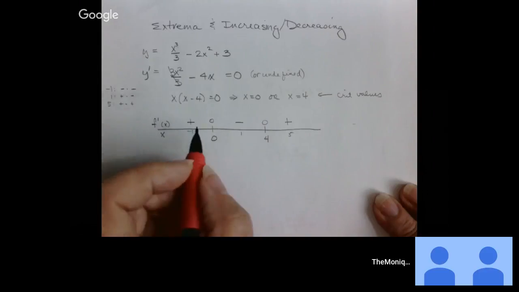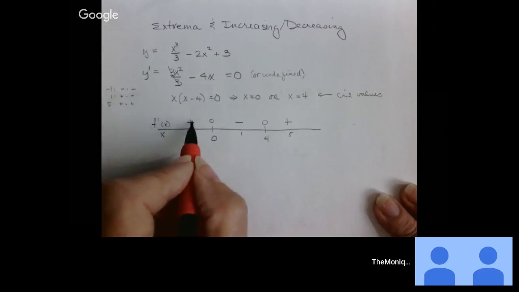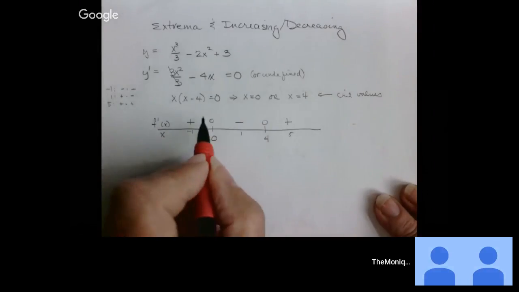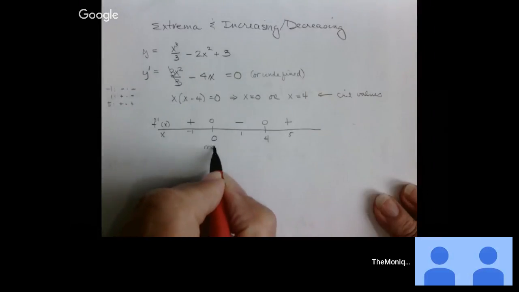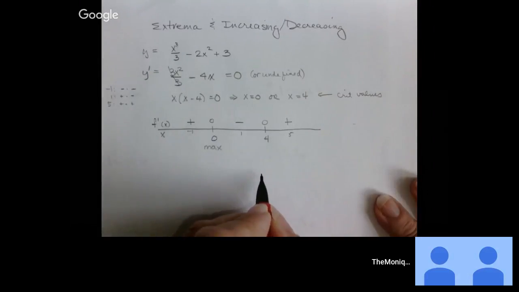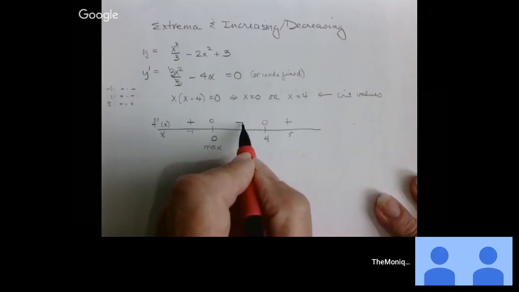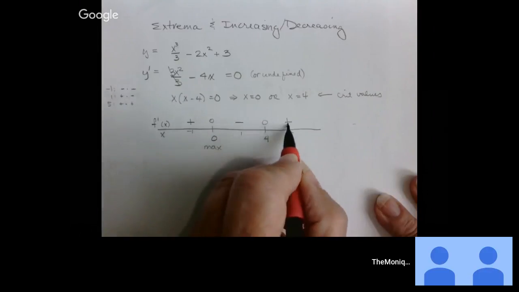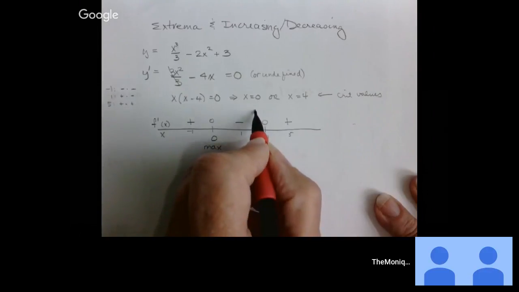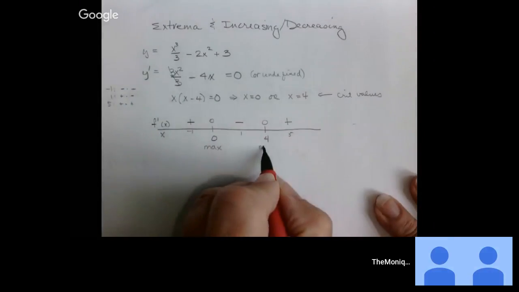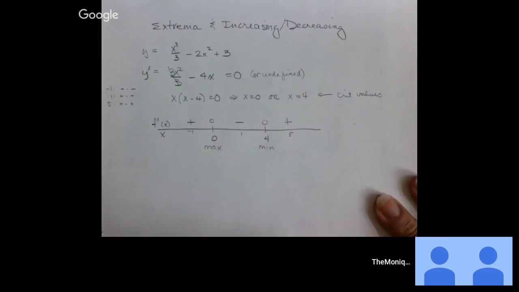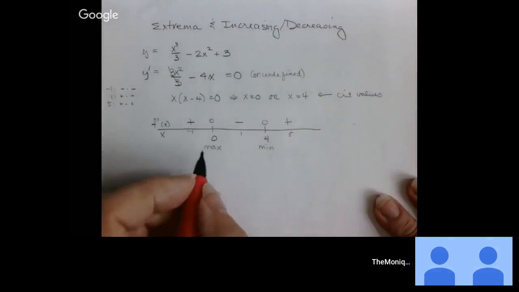So what do I see? Well, I see that the slope changes from positive to negative. It's going up, it gets flat, and it's coming down. That means I must have a max at x equal to 0. Likewise, I have the slope changing from negative to positive, and so it's coming down, it flattens out, and it starts going back up, which means that 4 must be a minimum.